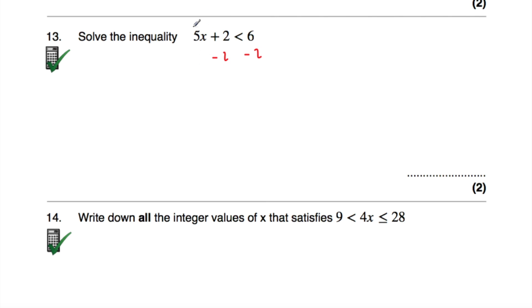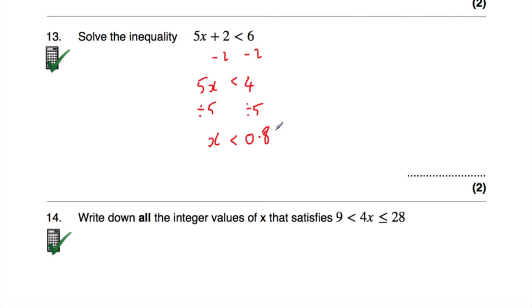On the left hand side of the inequality, 5x plus 2, we're taking away 2 to get rid of the plus 2, so we'll just be left with 5x, and that's going to be less than, and 6 take away 2 is 4. So we've got 5x is less than 4. Now we want to get rid of this multiplied by 5, so let's divide by 5 and divide by 5. On the left hand side, 5x divided by 5 would just be x, and that's less than, and 4 divided by 5 is 0.8 or 4/5.